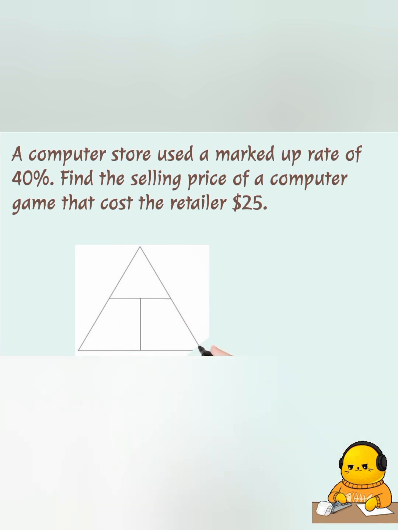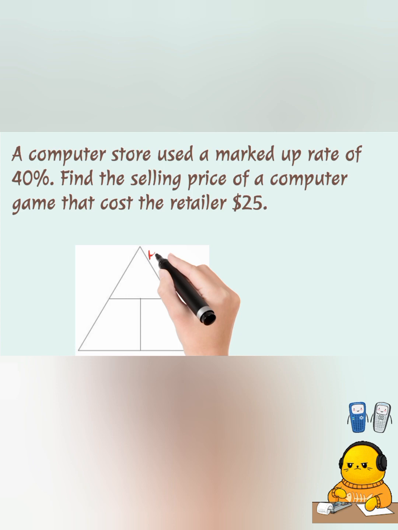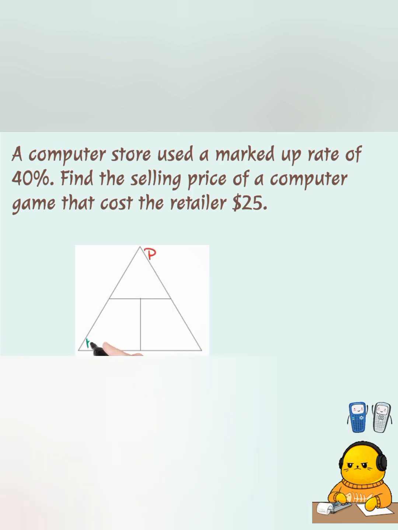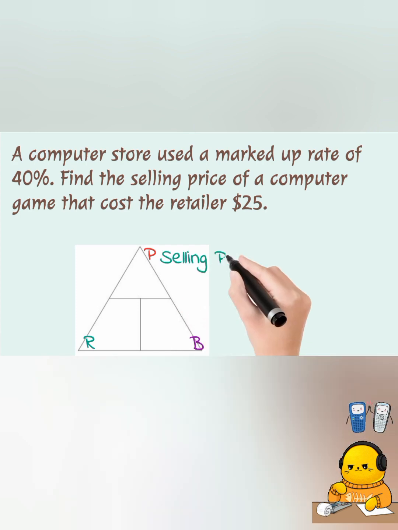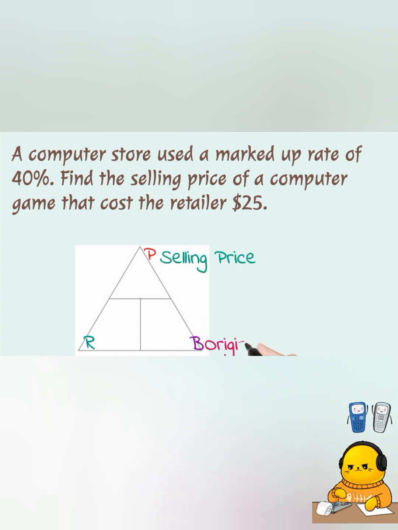Before we start, we have to focus on math keywords and mathematical phrases, and analyze and do the problem in a PRB triangle. P or percentage is for our selling price, and B or base is our original price, and R or rate is our percent.